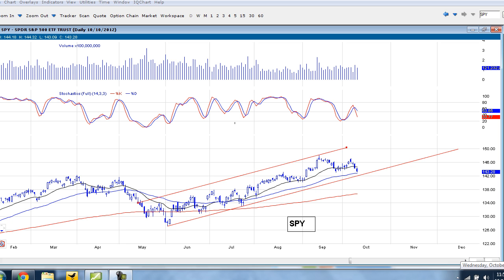We're going to start off looking at the SPY, which is the ETF, the Spider's S&P 500 tracker. Basically, it tracks the S&P 500, but you could trade it. You could trade the SPY just like any other stock. So we're going to focus on that. I'm also going to show you the S&P 500. Let me just show you that right now.